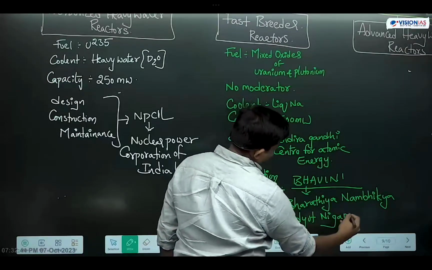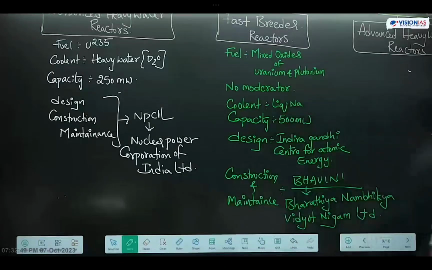After completing, I will move aside. Okay, now you can write. Bhavini means Bharatiya Nabhikiya Vidyut Nigam Limited. It is taking care of construction and maintenance of the second stage of nuclear reactors. Design of the second stage of nuclear reactors is taken care of by Indira Gandhi Center for Atomic Energy. The first stage of nuclear reactors is taken care of by Nuclear Power Corporation of India Limited.